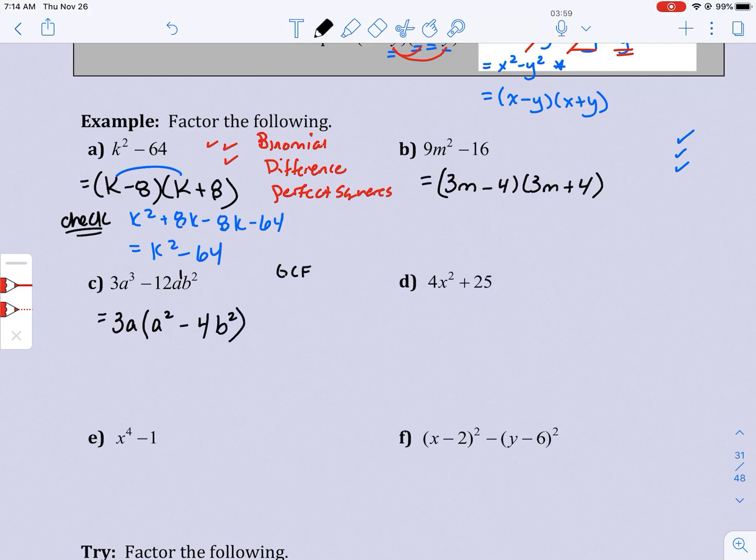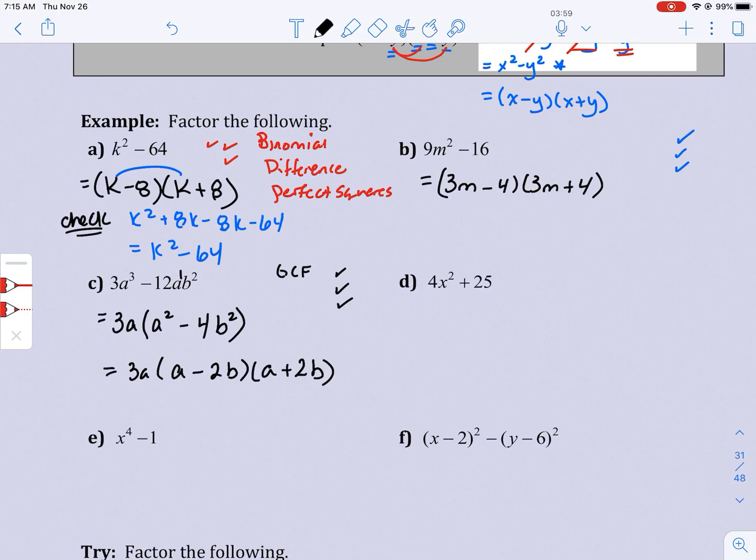So now I'm going to look at my resulting binomial. Is it a binomial? Yes, it is. Is it a difference? Yes, it is. Are a squared and 4b squared both perfect squares? Yes, they are. So I've got a 3a, which I just carry down, and my binomial factors into a minus 2b and a plus 2b.